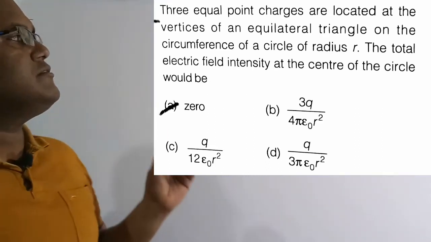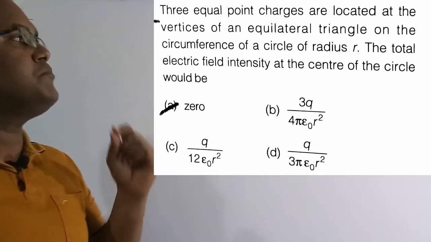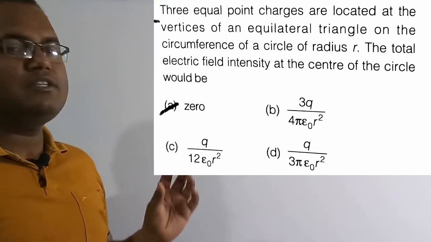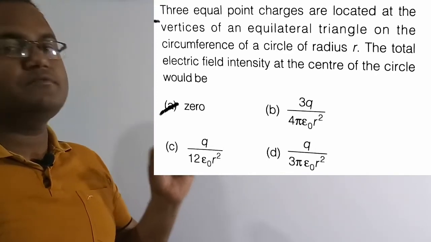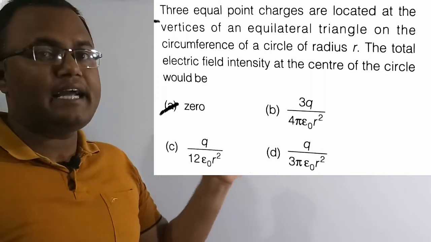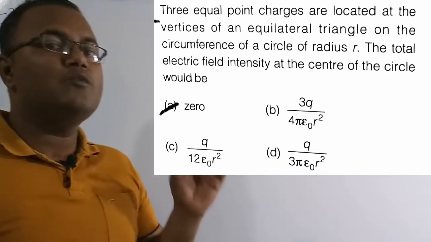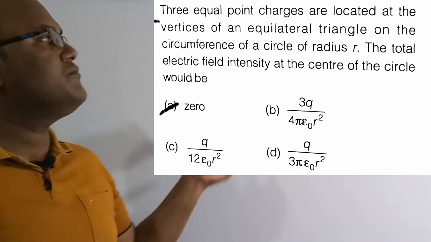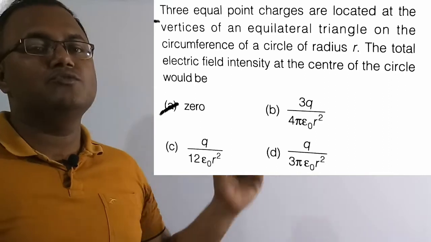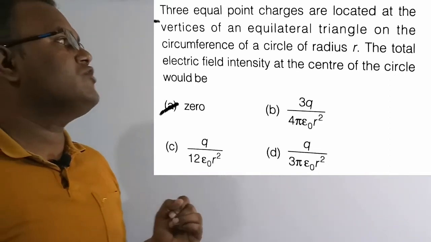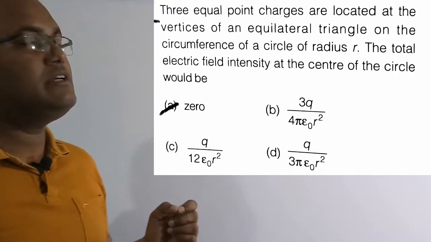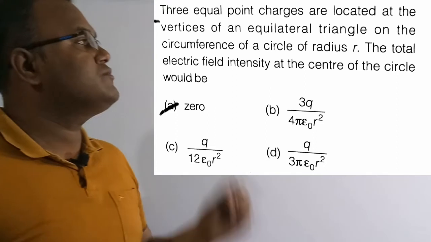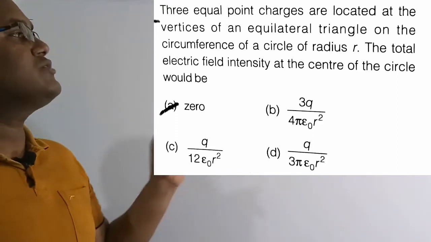Here they have given an equilateral triangle, and three equal point charges are present at the vertices of this equilateral triangle. Based on this, we have to find the net electric field at the center of this triangle, and the radius of the circle is r. Based on this data we have to find the net electric field at the center of this equilateral triangle. Out of these four options, option A, which is 0, is the correct solution of this question.